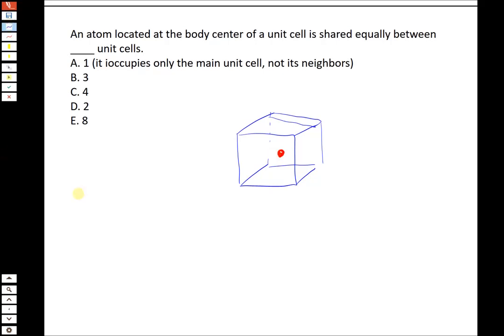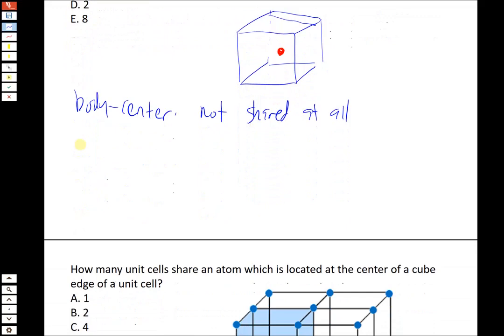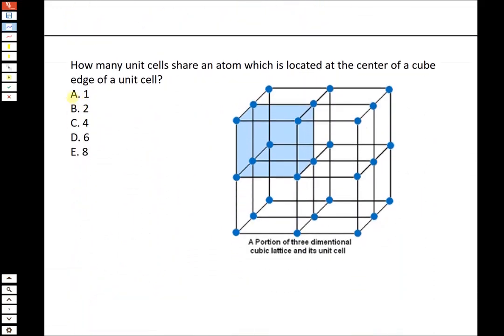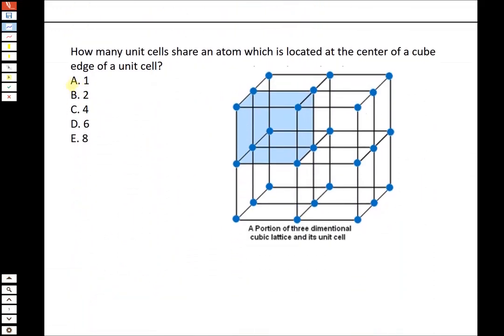So for body-centered position, that's going to be not shared at all. So it's only going to occupy one cell. It's not going to be bordering between 2 or more cells. So choice A is the correct one here when you have a body-centered position. Now for the next one here, I put a little graphic in to help us. This graphic was not given in the problem, but I put it in here to help understand it.